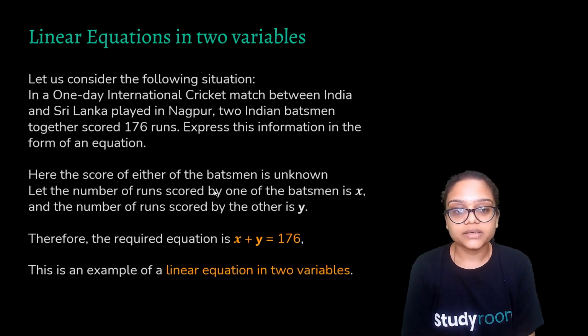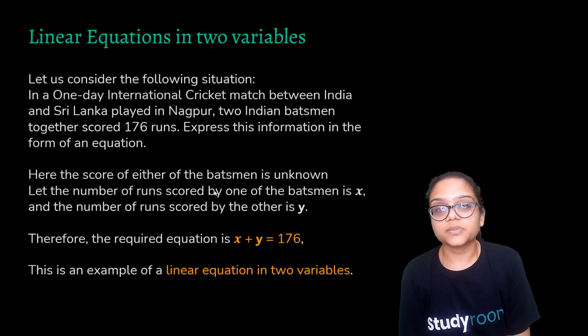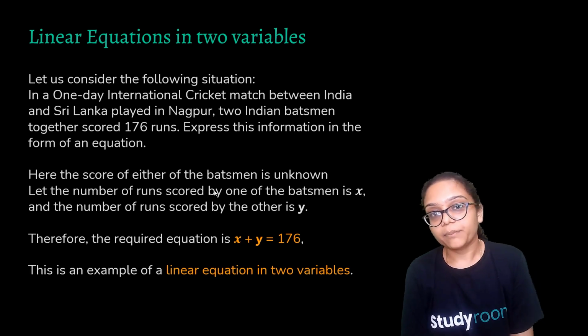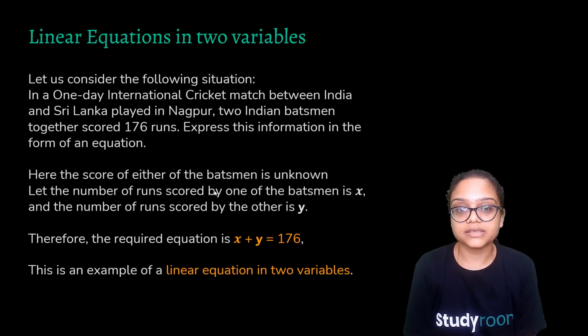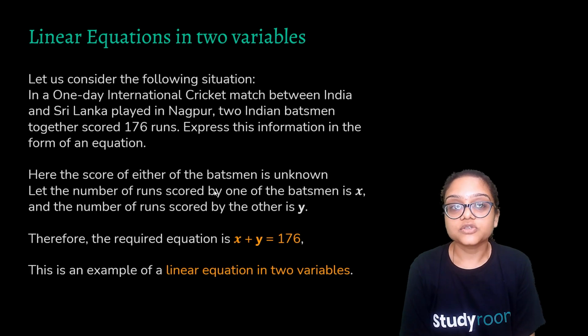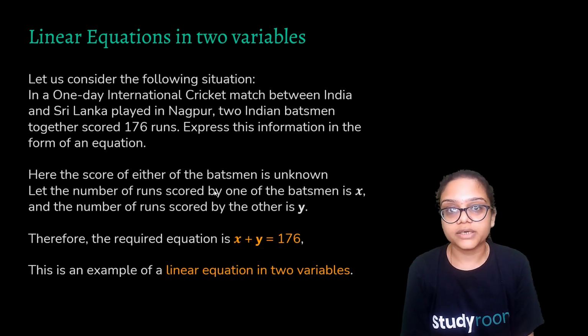Here the score of either of the batsmen is unknown. So let the score of one batsman be x and the other be y. But their sum is well known, which is 176 runs. So x plus y is equal to 176. This is known as a linear equation in two variables.